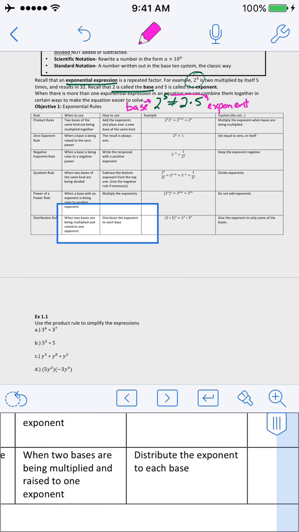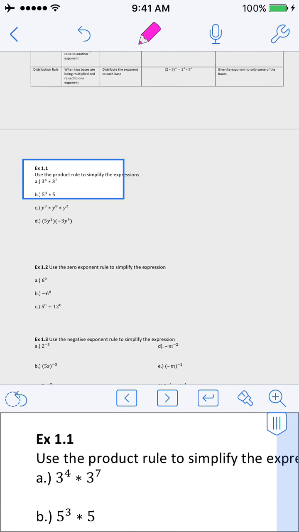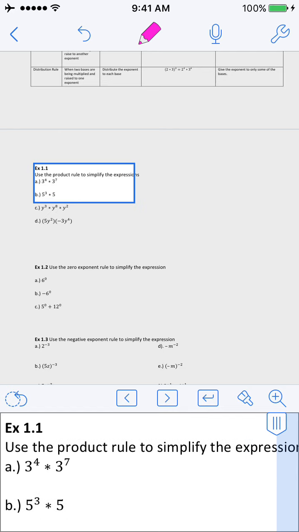Instead of just reading this table, though, because that's incredibly boring and nobody wants to do that, we're going to head down to example 1.1 and start using these rules individually. That way we can get an overview here. But if at any point you are doing your homework or you forget something, you can always refer back to the table up above.